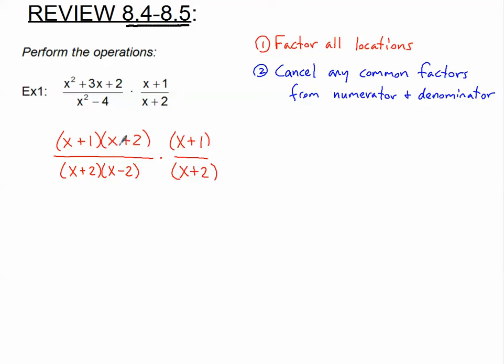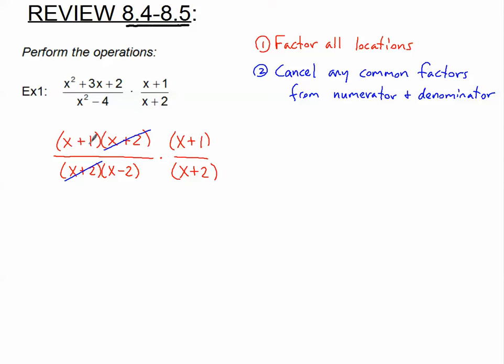I've got an x plus 2 in the numerator, and I actually have two x plus 2 factors in the denominator. But since there's only one in the numerator, only one of these can go. It doesn't really matter which one. I'll pick the first one. I don't see anything else that's going to cancel away.